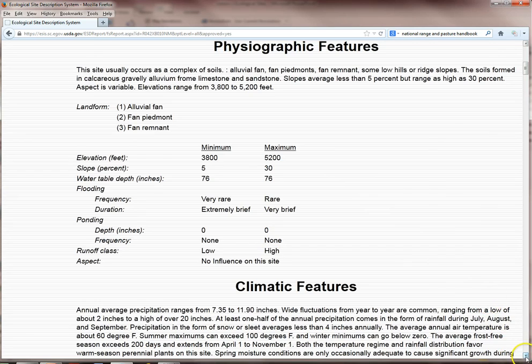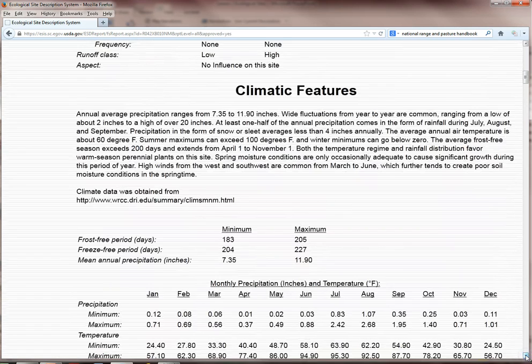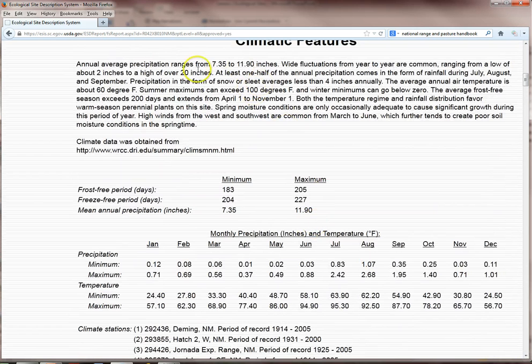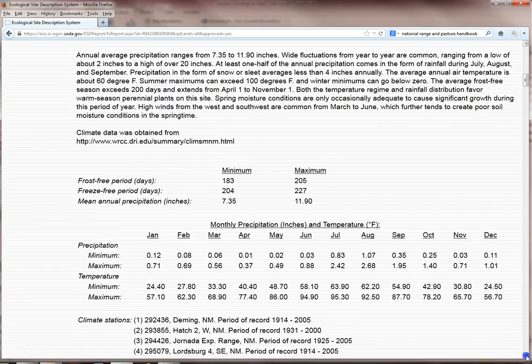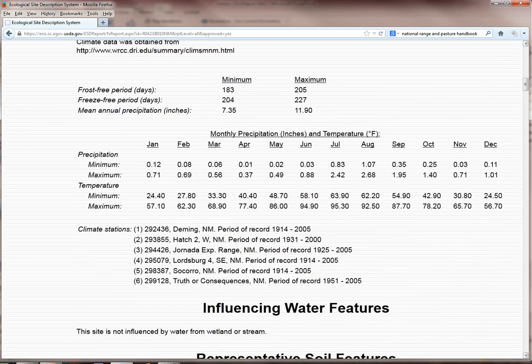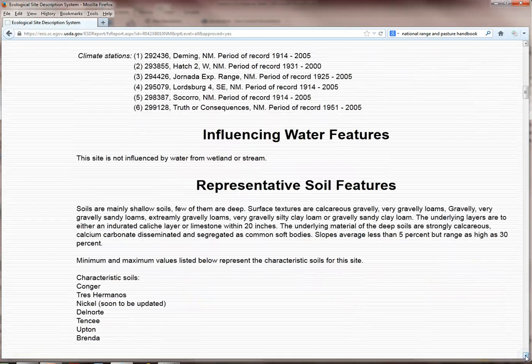The next section is climate. So climatic features, again, we have a paragraph that gives us a description about precipitation, growing season, the timing of the precipitation, etc. And then that is followed by more specific data on a month-by-month basis, what we can expect in terms of the average minimum or maximum amount of precipitation and temperature, etc.